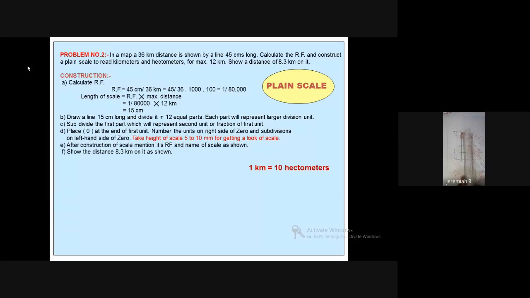I already told you this. Sometimes yards will be given. 1 yard is 3 feet, so you have to divide into 3 subdivisions. Sometimes feet and inches will be given. 1 foot is 12 inches, so we have to divide into 12 subdivisions. That depends on the unit. You have to divide the subdivisions accordingly.